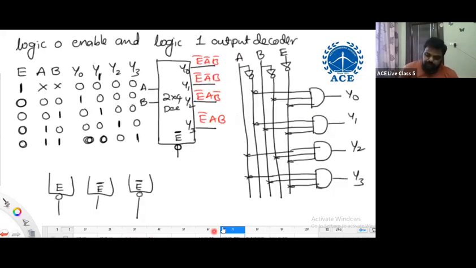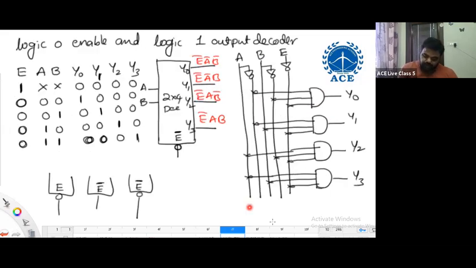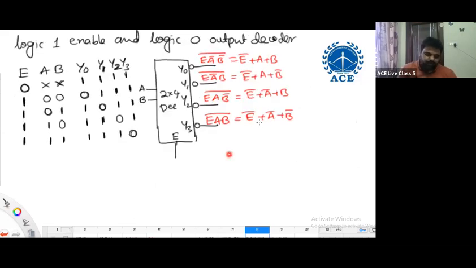Simply, in this implementation, if you are using bubbles at the output side, that is nothing but NAND gates, or you can use OR gates with complementary inputs. You can use bubbles at the output side to get complements, simply the complements of the decoder outputs. E A bar B bar whole bar we have used, so E A bar B bar is implemented. Take a bubble at the output side, and we get the implementation of this third one we have discussed: logic 1 enable, logic 0 output. Complete that implementation if required.